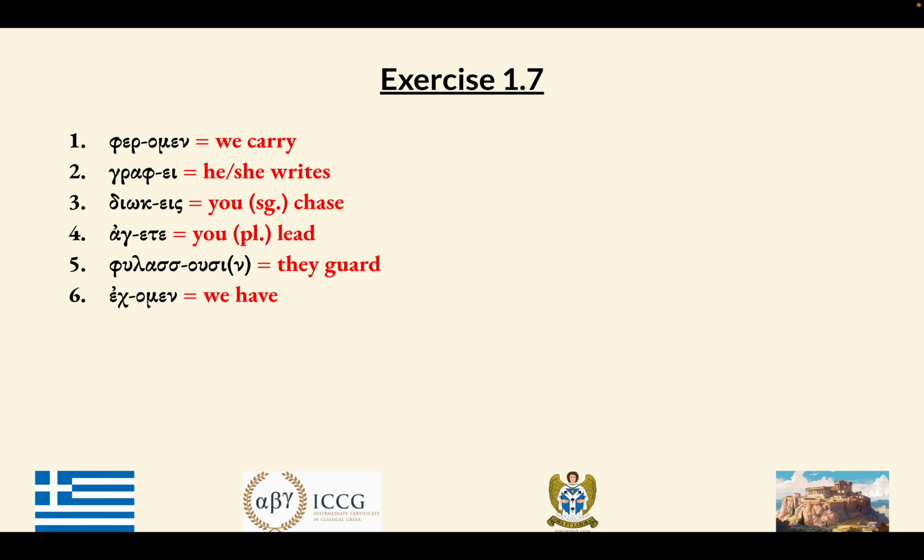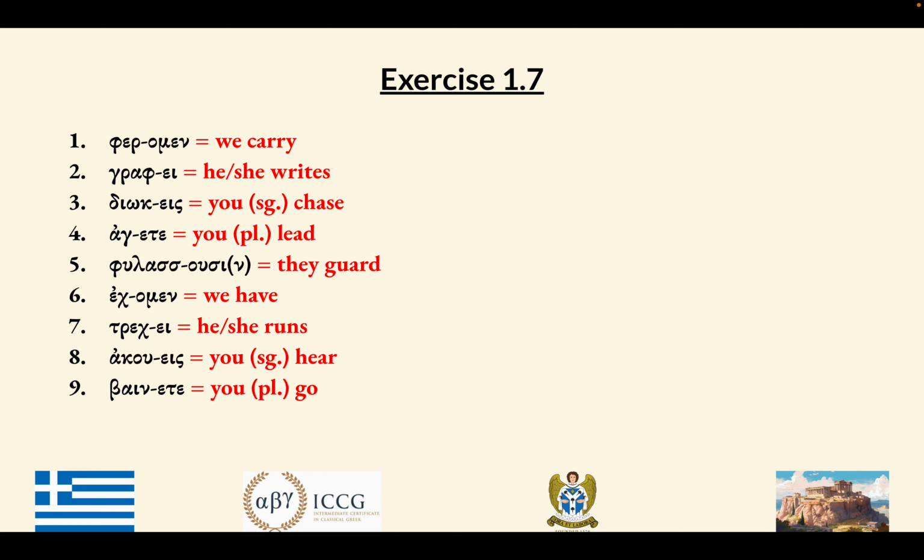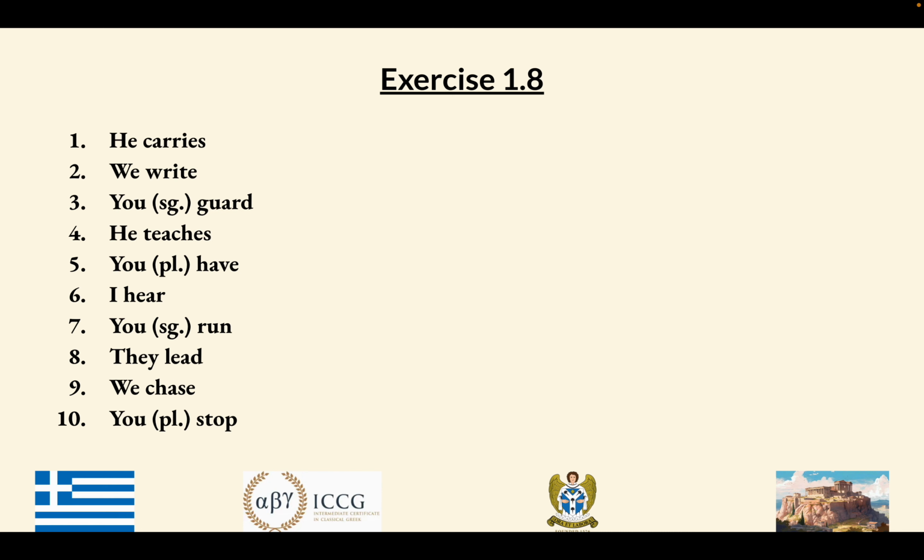Number 6, echomen, we have. Trechei, he or she runs. Akoueis, you singular hear. Bainete, you plural go. And then finally, didaskomen, we teach. Okay, exercise 1.8. Now this time we're going the other direction. We're going English into Greek.